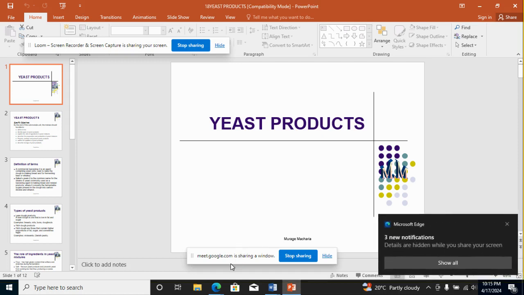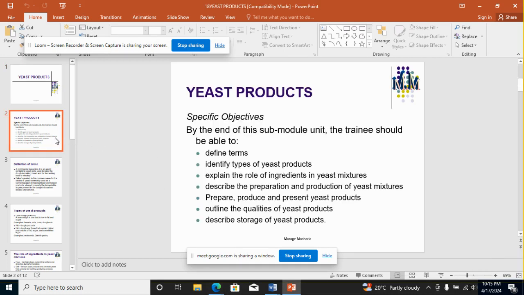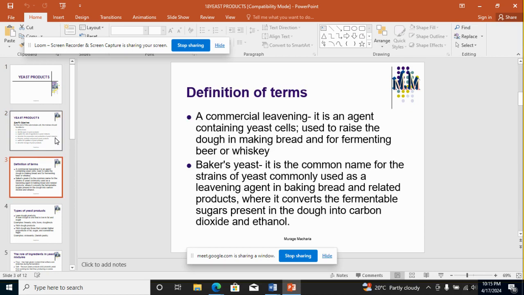So, can someone define the term baking? Kindly, if you have an idea, you can raise your hand. So I'm going to define for you. Baking is cooking using dry heat.